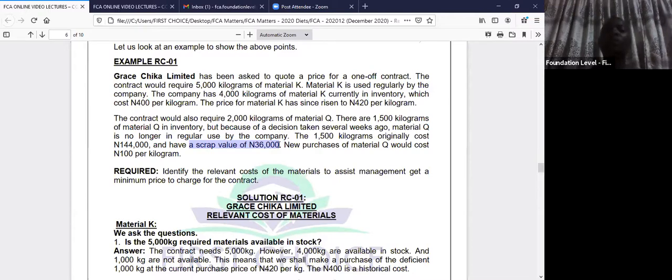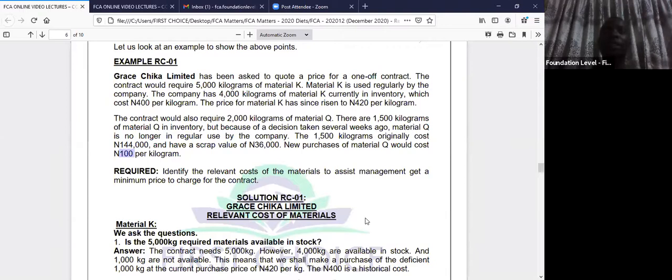So how will you value the 1,500 kg? Now look at it. 1,500 kg of material was bought initially at 144,000. You cannot value it at 144,000 because that's a past cost. You cannot go and replace it because you are not replacing it when you use it. So this 100 naira times 1,500 is not relevant. So you cannot say 150,000 naira. It is not relevant because you are not replacing it.